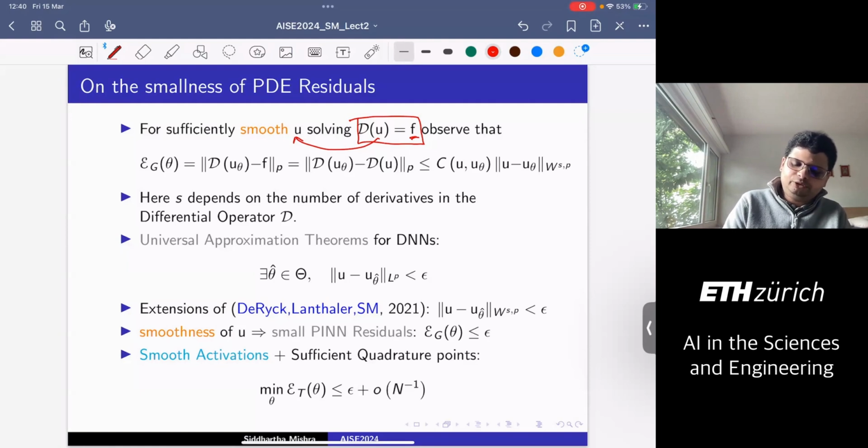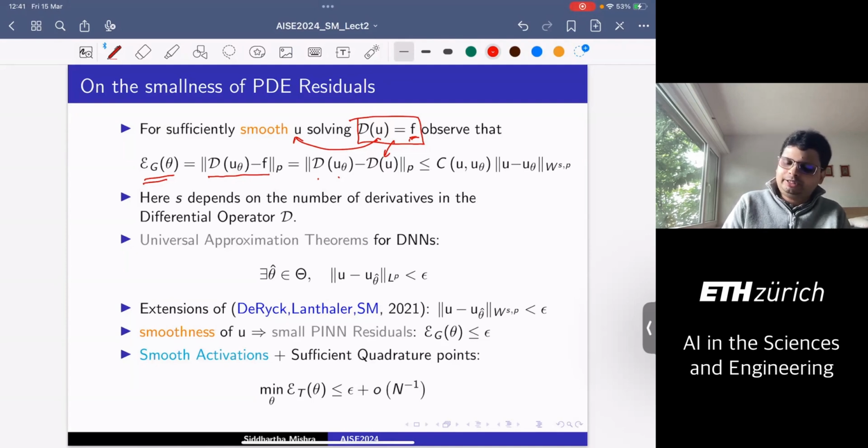That implies that if you look at the PINN residual, it is defined like this. You apply the neural network, you apply the differential operator on the neural network, and take out the input. Now, what is the F here? F is nothing but D of U. So I have simply substituted this here. Now we have the differential operator applied to U theta and the differential operator applied to U. And this gives us an estimate.